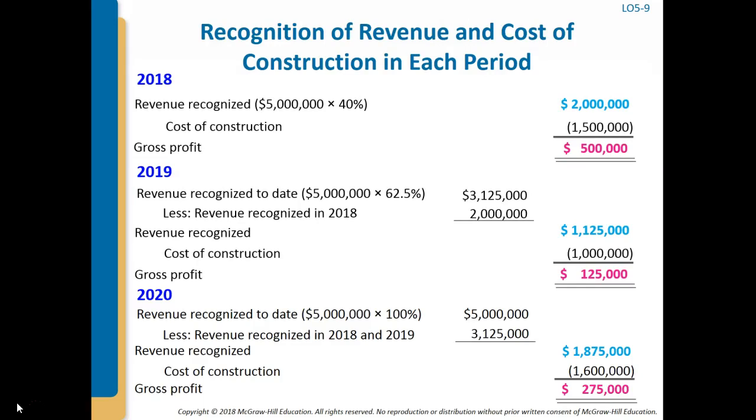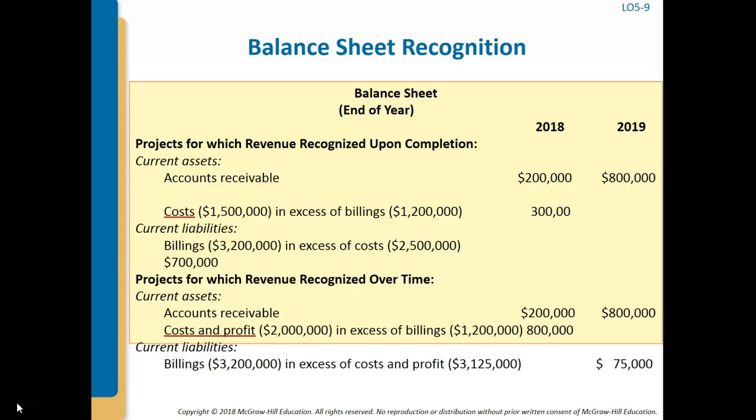Here we can see recognition of revenue, cost of construction, and gross profit in each period of the contract. In the balance sheet, the construction in progress account is offset against the billings on construction contract account, with CIP in excess of billings shown as a contract asset and billings in excess of CIP shown as a contract liability.